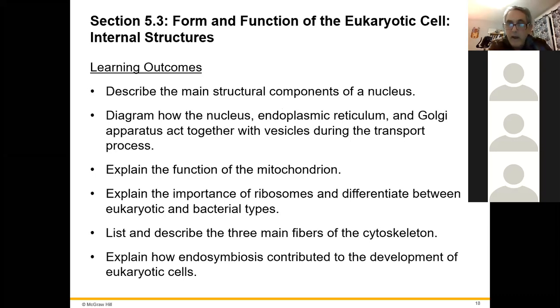So we're going to talk about the main structural components of a nucleus. We're going to talk about the nucleus region, the endoplasmic reticulum, and the Golgi apparatus, and how they're involved in transport. We're going to talk about the mitochondria, the importance of ribosomes, and the differences between bacterial and eukaryotic ribosomes.